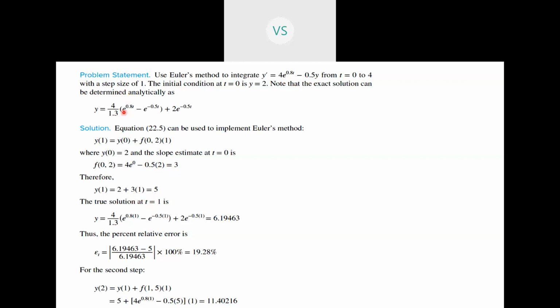Also the true or exact solution is given to you. From that solution we get the value of y as 6.19463. So 6.19463 is your true value, and the value obtained by the numerical method, that is the Euler method, is 5. Here we have found the percent relative error. The percent relative error is given by true value minus approximate value upon true value into 100%. So here we get an error of 19.28%.